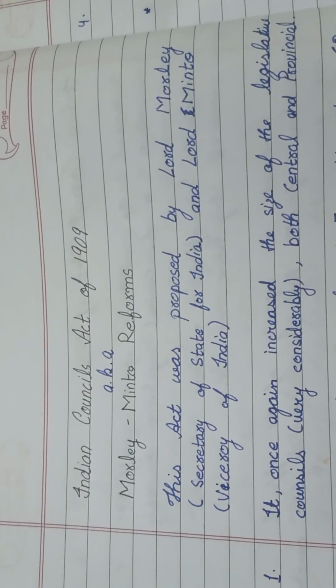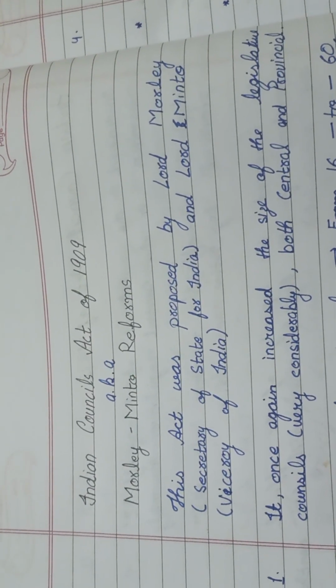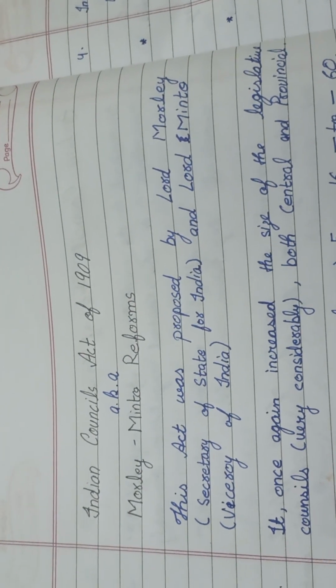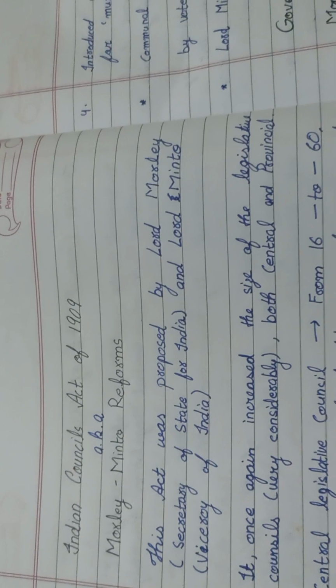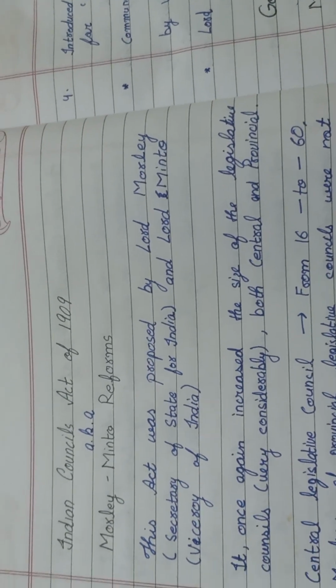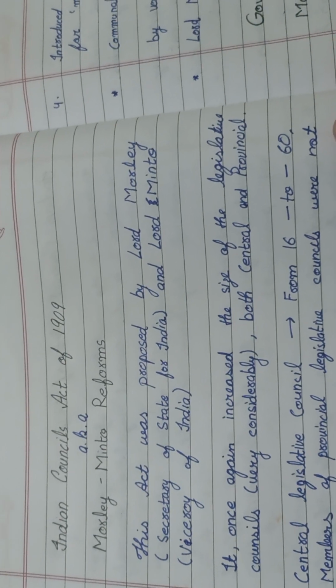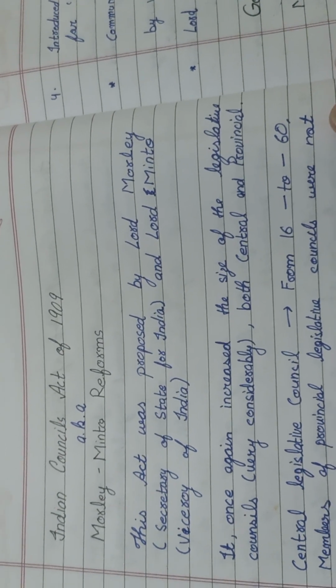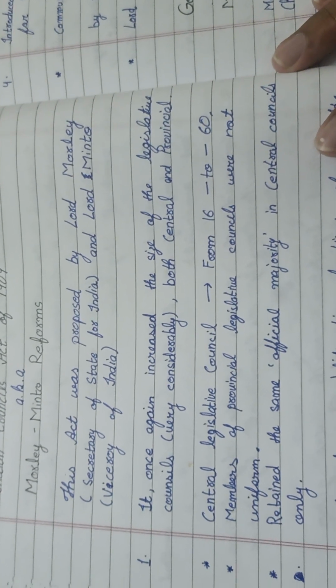So now the Indian Councils Act of 1909 was also known as the Morley-Minto reforms. It's basically the same thing. You can either write it as Minto-Morley or Morley-Minto reforms. This act was proposed by Lord Morley, who was at that time the Secretary of State for India, and Lord Minto, who was at that time the Viceroy of India. So let's discuss the features of this act now.